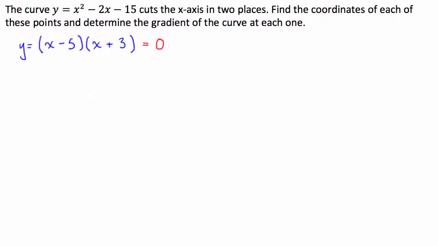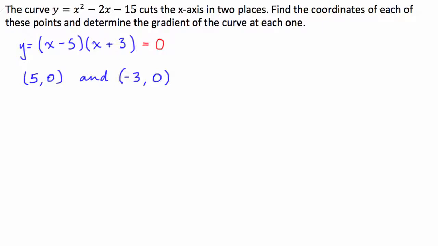Now using the null factor law, I can set this equal to 0 to find our x-intercepts, and we get the coordinates of each of our points as (5, 0) and (-3, 0). Now the null factor law just states if you've got two numbers multiplied together that equals 0, at least one of them has to be 0. And so from there we can come out with this.